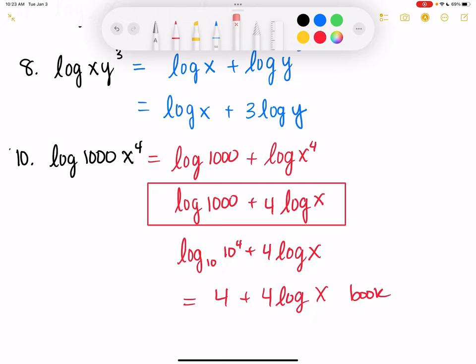Or wait, this is wrong. This is a 3, not a 4. So nobody wanted to catch me on that.